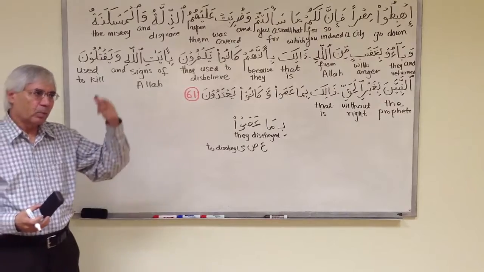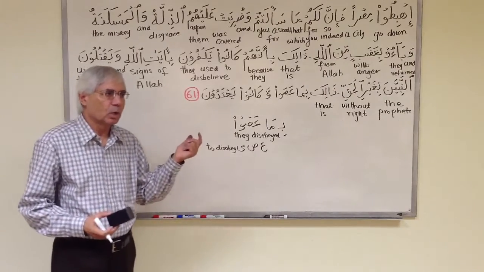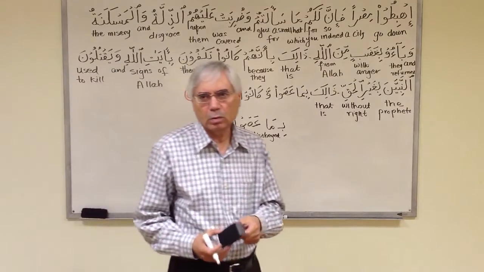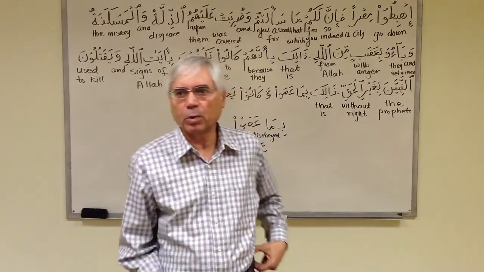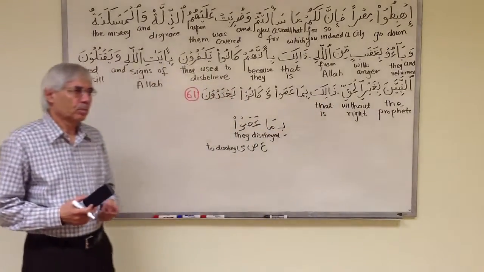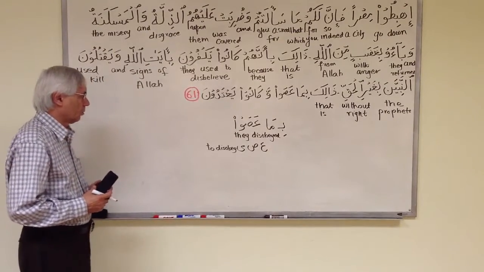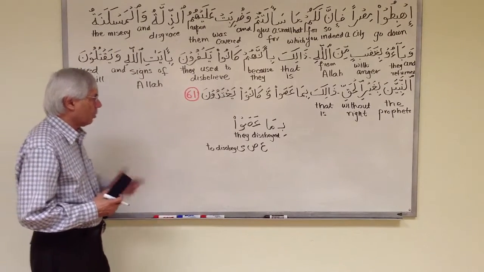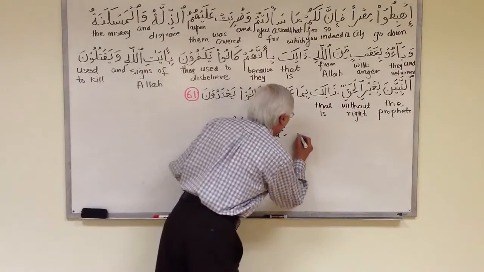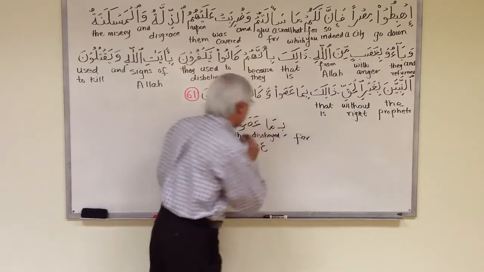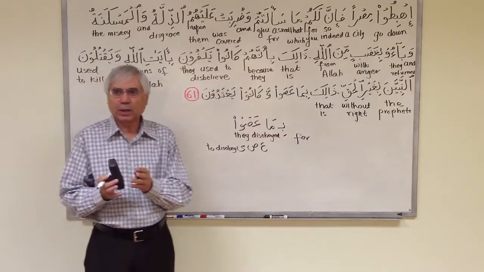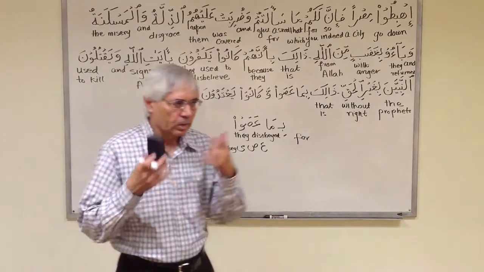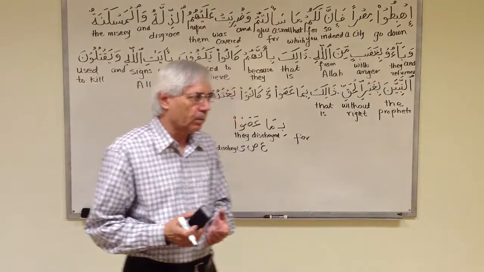The rule is that when we put a vowel at the end, it becomes plural of they. Fa'alu becomes asau, because ya will not be pronounced. So bima means for they disobeyed. Dalika, this happened to them, means Allah's anger came upon them.